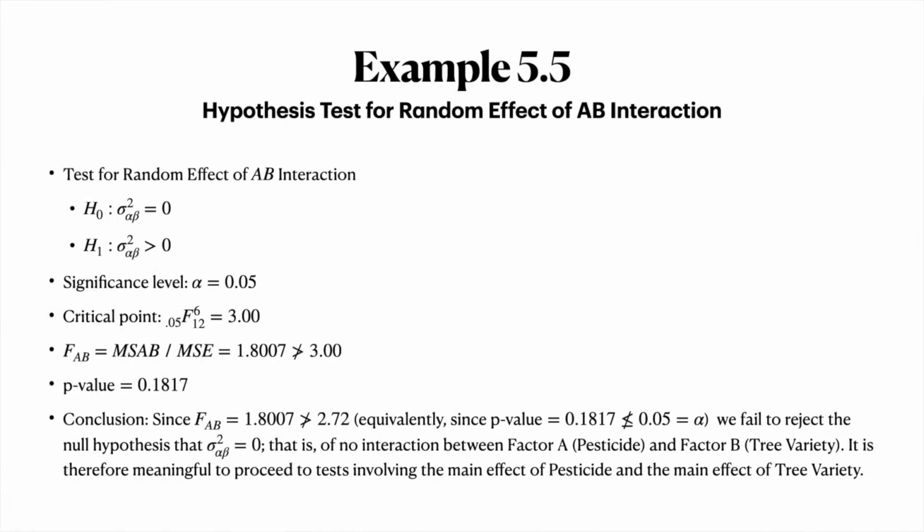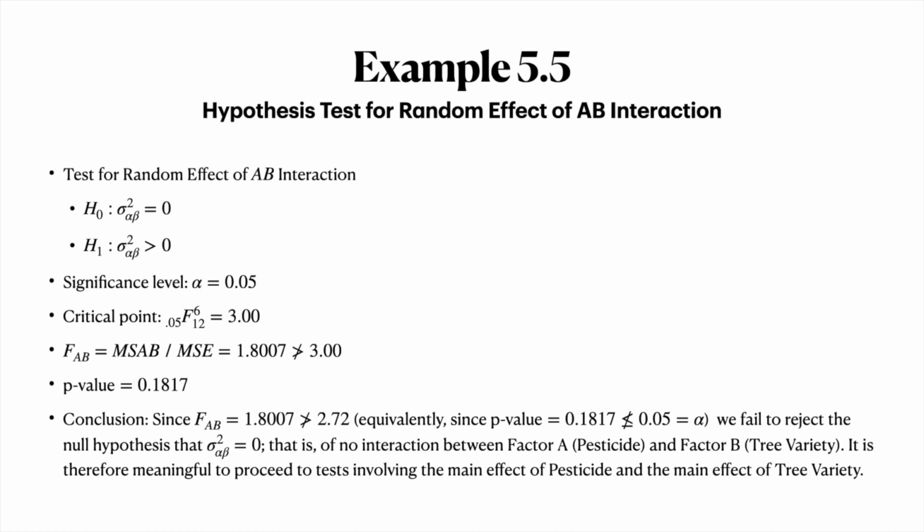And so looking first at the hypothesis test for the random effect of the AB interaction, the null hypothesis is that the variance of that random interaction term is 0 against the alternative hypothesis that the variance of that random interaction effect is greater than 0. We're using a 0.05 level of significance. The critical point is the upper fifth percentage point of the F distribution with 6 numerator degrees of freedom and 12 denominator degrees of freedom.